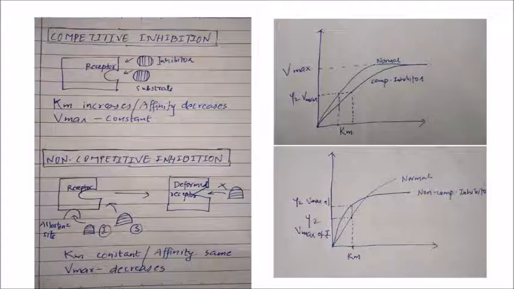Here the inhibitor is not similar to the substrate, therefore the receptor site does not have any affinity for the inhibitor. So the affinity for the substrate remains constant, or Km remains constant, because increasing the concentration of the substrate is in no way going to increase the reaction. So Km is remaining a constant. And one more thing is, since there is no binding of the substrate in the receptor site, there is no reaction happening. Therefore, the Vmax decreases.